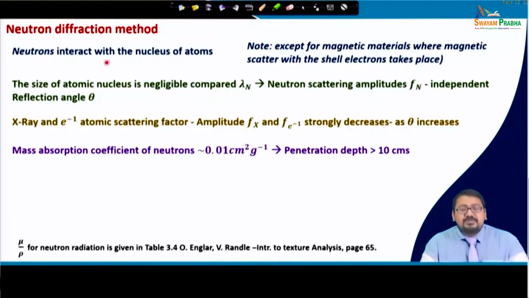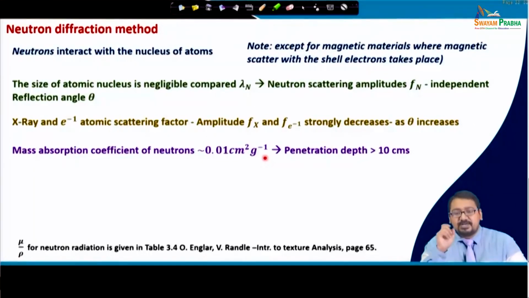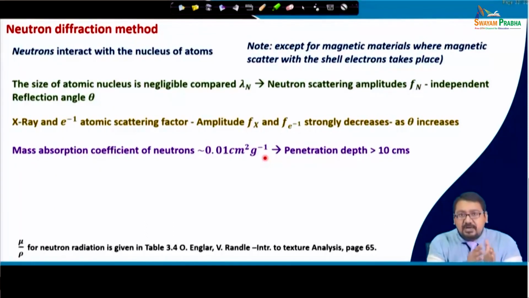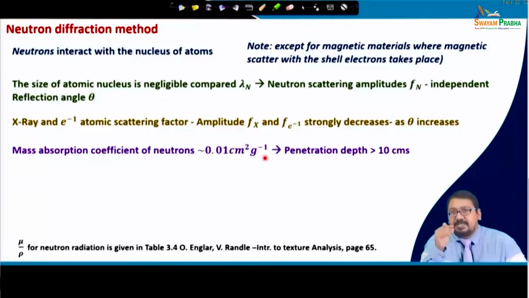In neutron diffraction, because there is a lot of empty space for the neutron to travel and the atomic scattering factor does not reduce with theta, its mass absorption coefficient, mu by rho, is extremely low compared to that of X-rays, about 0.01 centimeter cube per gram. With such a low mass absorption coefficient, it can reach a much higher penetration depth, more than 10 centimeters.